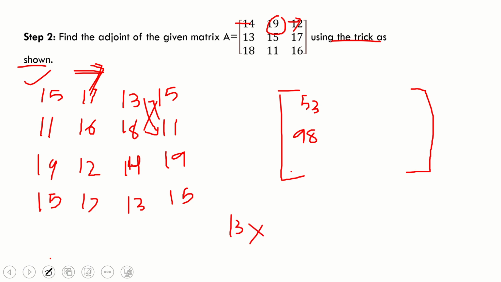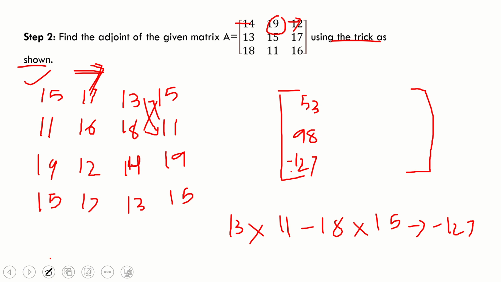13 times 11 minus 18 times 15, on solving you will get minus 127, and you have to write here. This is the first step.